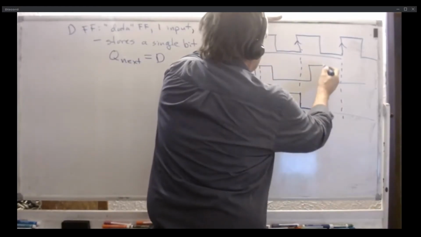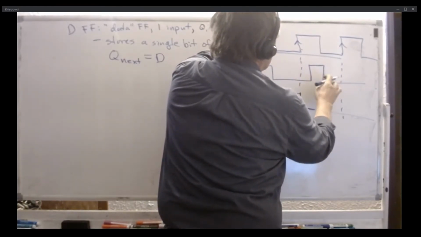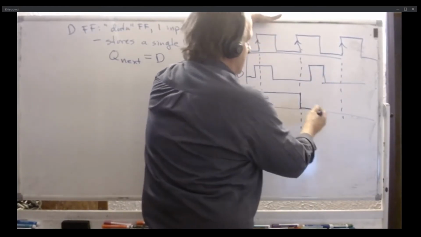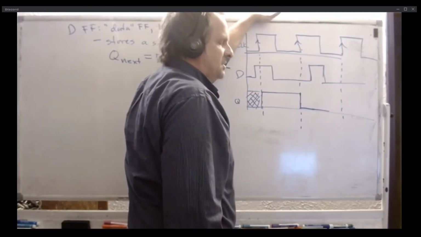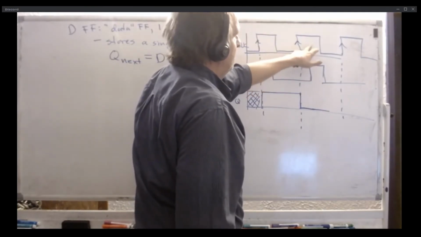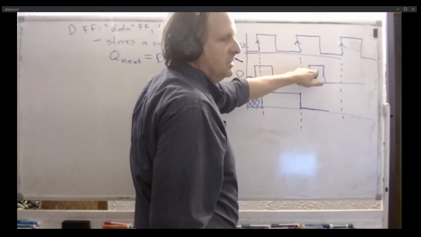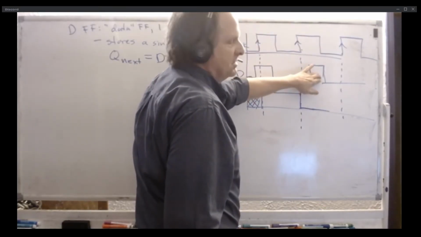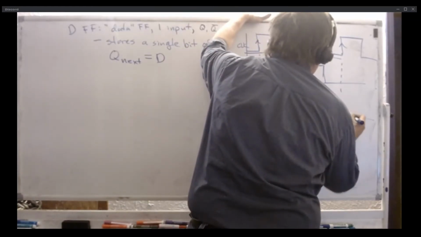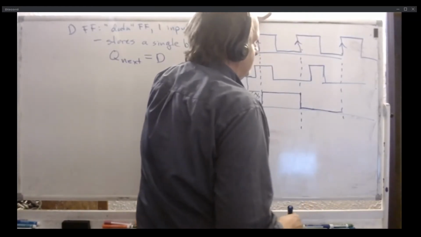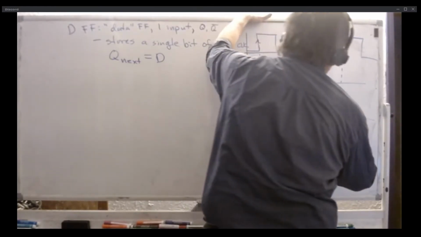Now, we got something interesting going on here. We got a little pulse on D, right? Does that affect Q at all? No, it doesn't. Very good. It doesn't because we don't have an active edge of the clock during this pulse on D. This pulse is completely and totally ignored. Okay? So then we come to another edge. What does Q do? Q stays the same. 0. Stays the same.